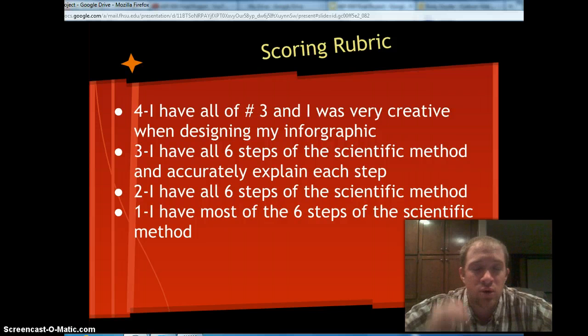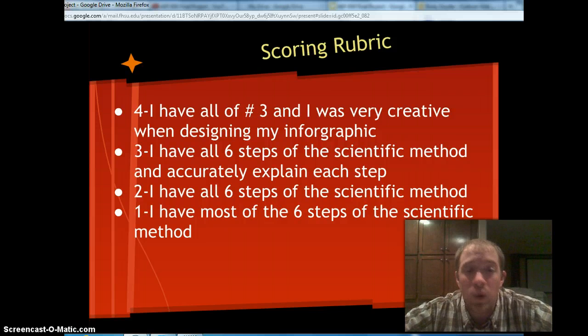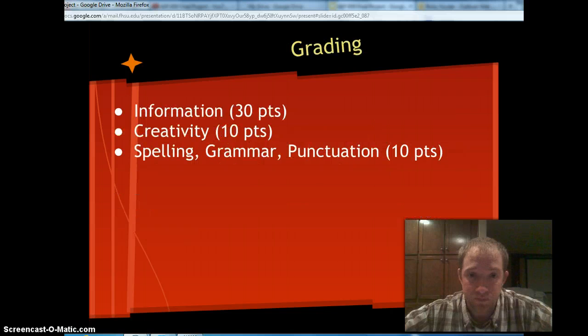Number 4, which is going above and beyond, which would be great, is that you have all of number 3, where you accurately have the 6 steps and accurately explain what each one means. And then you're also very creative when designing this infographic. The colors are very pleasing to the eye. The format of it is good. It catches your eye, and it's something you really want to read, which is very important when creating these infographics.